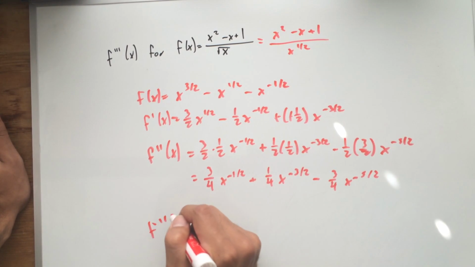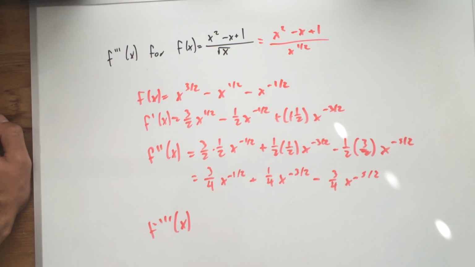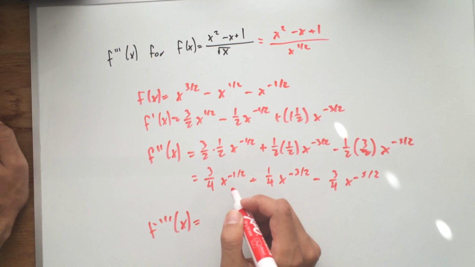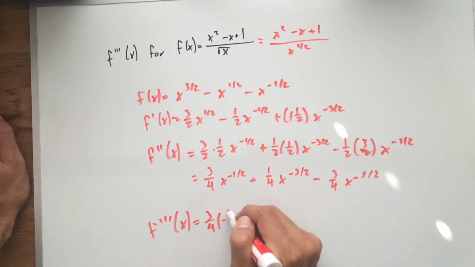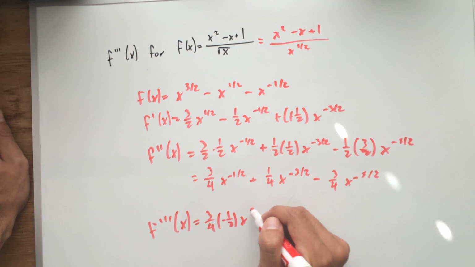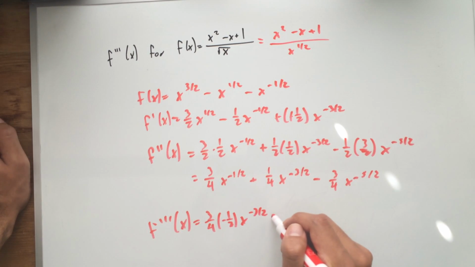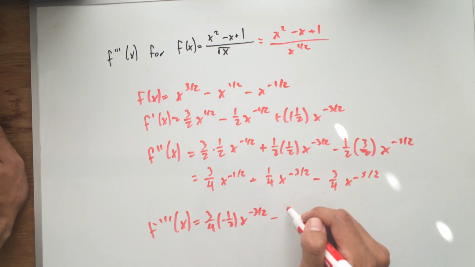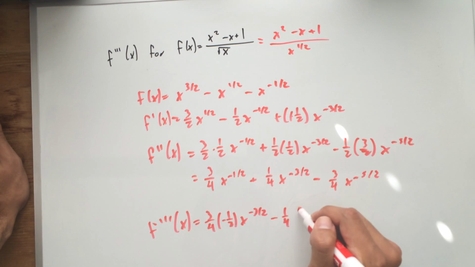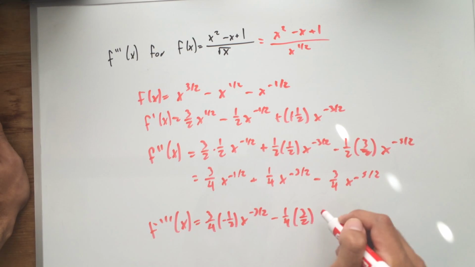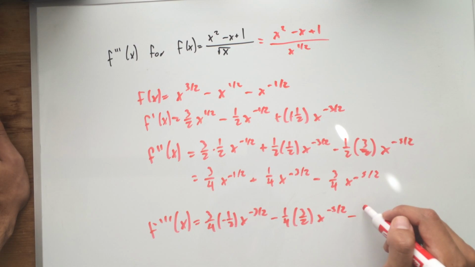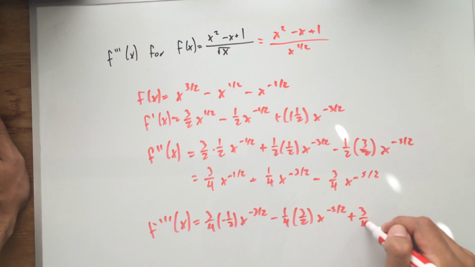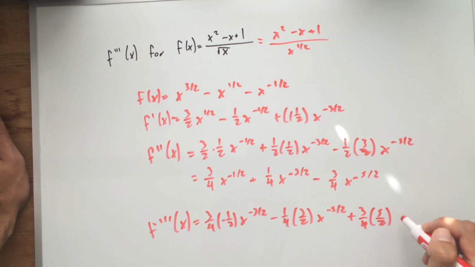So now we can find the triple derivative, or the third derivative. So we have 3/4 times negative 1/2, so x to the negative 3/2. Then you have minus 1/4 times 3/2, and x to the negative 5/2. And then you'll have positive 3/4 times 5/2, x to the negative 7/2.